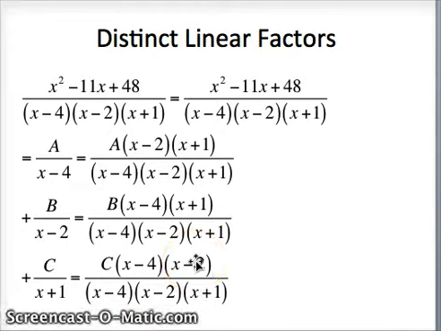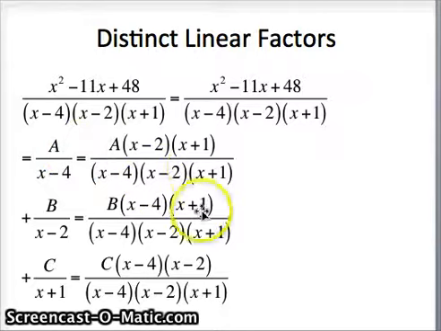If you would reduce these fractions, notice that the terms would cancel, x minus 2, x plus 1, leaving A over x minus 4. X minus 4 cancels, x plus 1 cancels, leaving B over x minus 2. X minus 4 cancels, x minus 2 cancels, leaving C over x plus 1. So we have equivalent fractions. Our next move is to multiply these out.